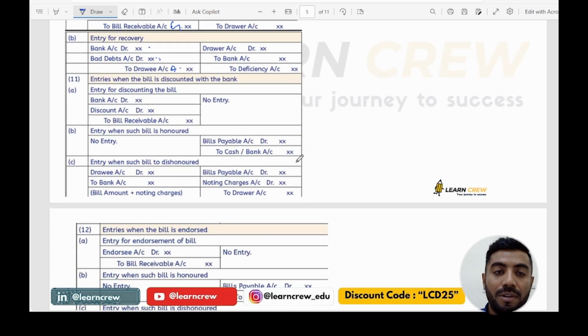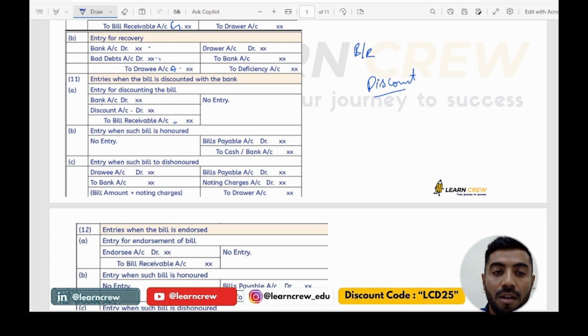Entries when the bill is discounted with the bank. Whenever you receive a bill receivable, you can get it discounted from the bank. Bank charges nominal charges, termed as discount. The bank will pay you the money immediately and charge some amount. That is called a discount. So when the bank pays us the money, it is bank account debit, discount account debit to bills receivable account. Bills receivable is no more valid with us, so it is credited.